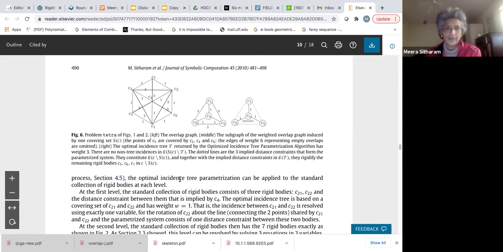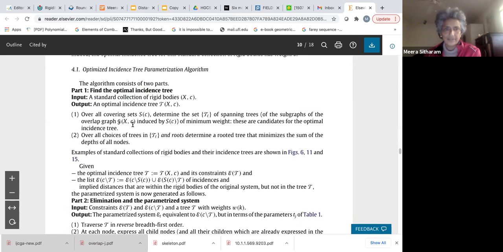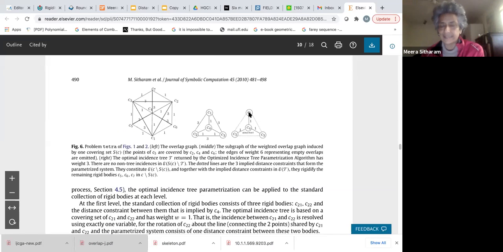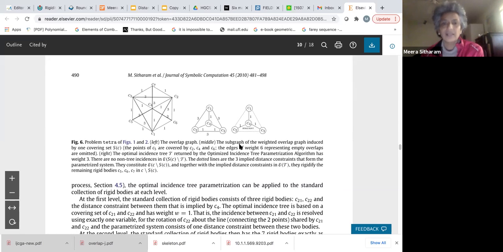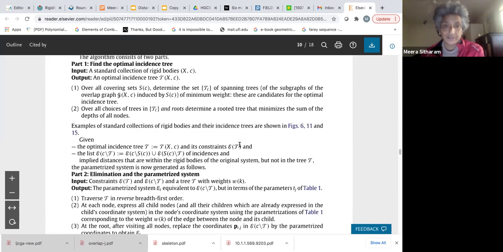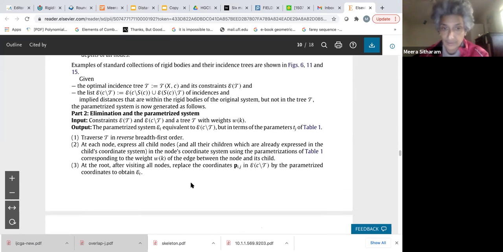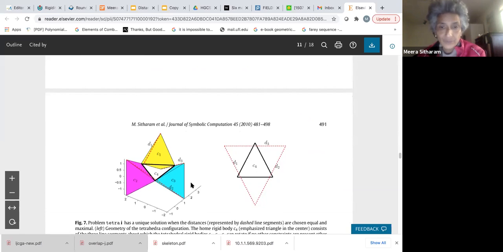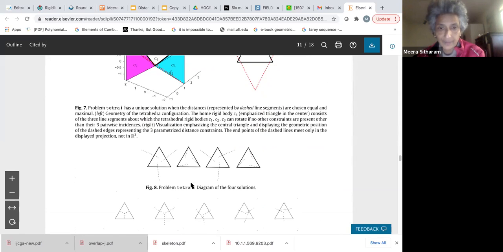Okay, so of all the covering sets, the algorithm consists of two parts. Find the optimal incidence tree. The optimal incidence tree is, of all the covering sets, determine this set of spanning trees. Overall, the choice of trees and roots determine a rooted tree that minimizes the sum of the depths of all the nodes. The depths of all the nodes gives you the degree, right? So the minimum spanning tree minimizes the number of variables, and choosing the root in such a way that the depth is minimized minimizes the degree. And then after you do this, of course, there's part two, which is you actually solve the system, okay? So that's how this one was solved. And this is all the possible solutions.